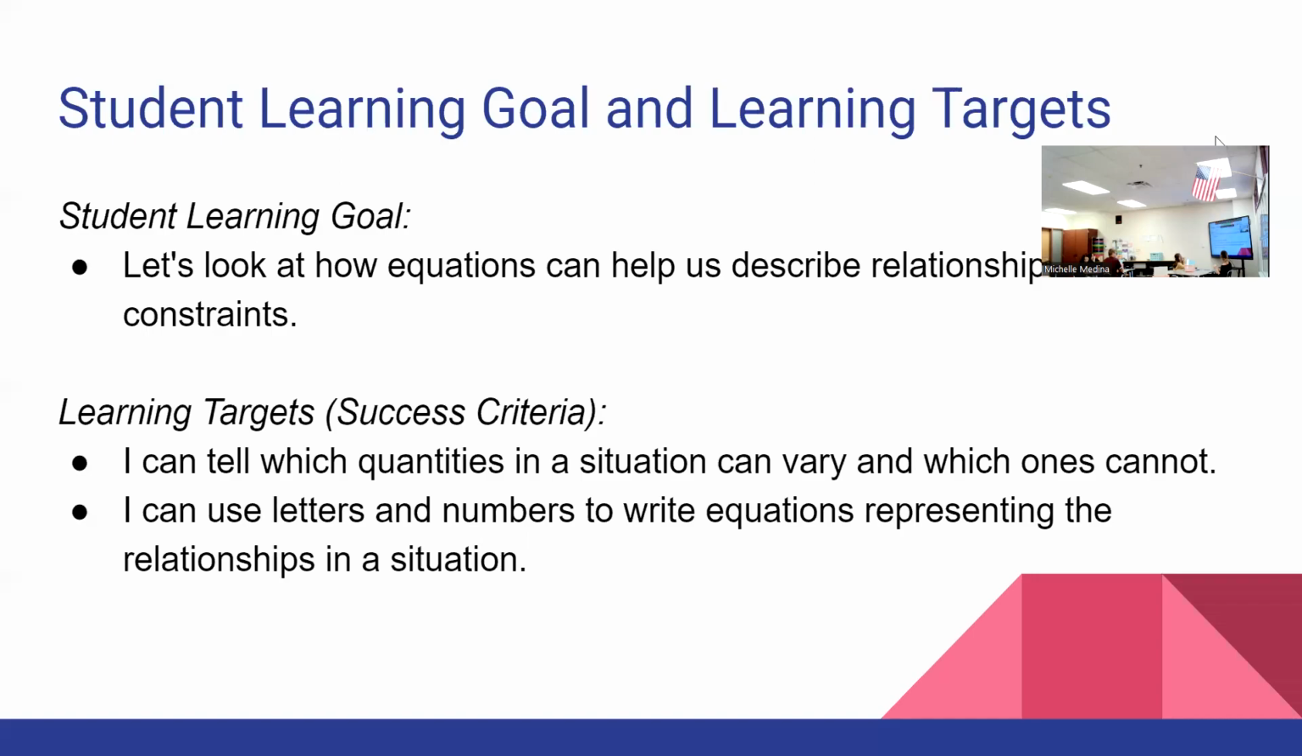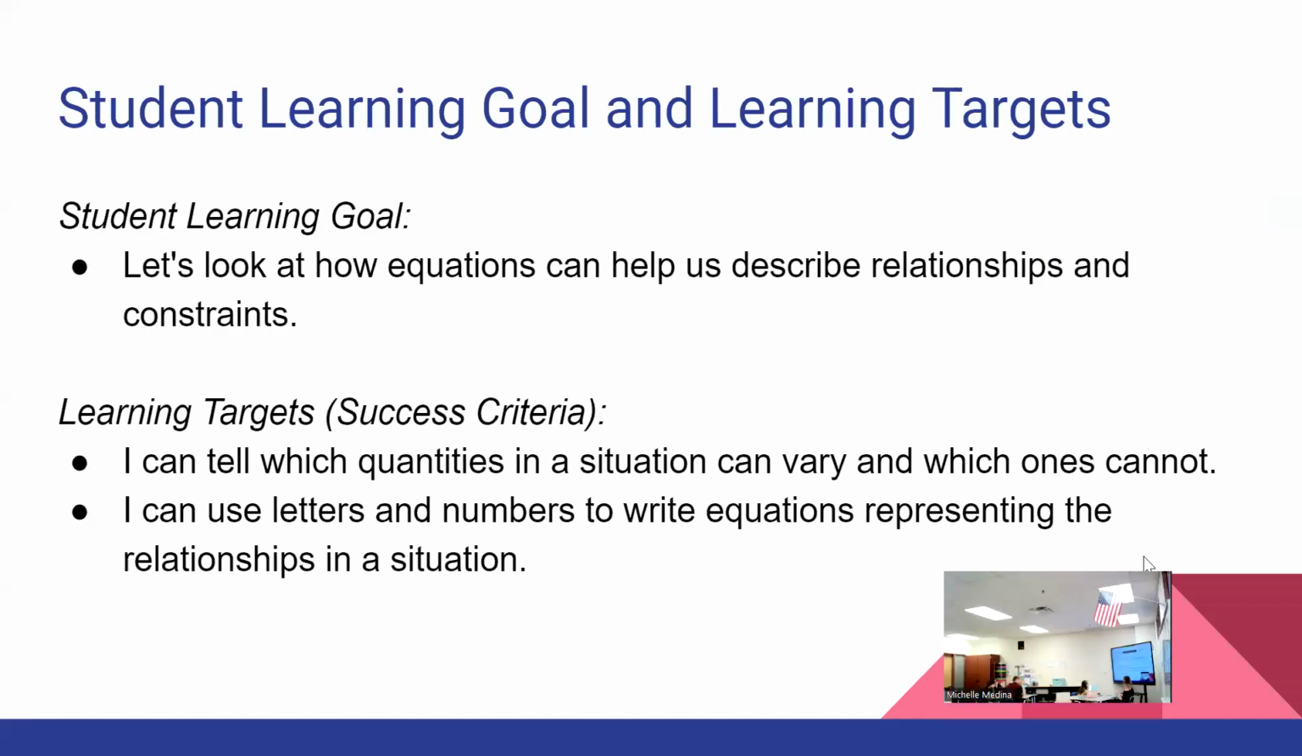The goal for today's lesson was to look at how equations help us describe relationships and constraints, and to tell which quantities in a situation can vary and which ones cannot, using letters and numbers to write equations representing the relationships in a situation. This is arguably one of the harder things to do in algebra, is to write the equations, set them up. But hopefully, you know, these first few lessons, because we're still doing something similar tomorrow. It's like part 2 of today's lesson: modeling relationships.